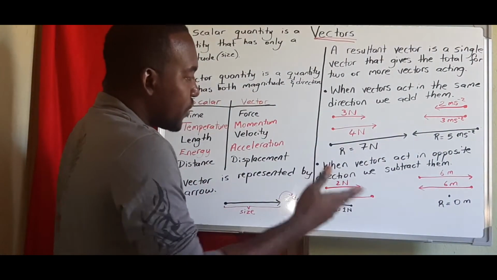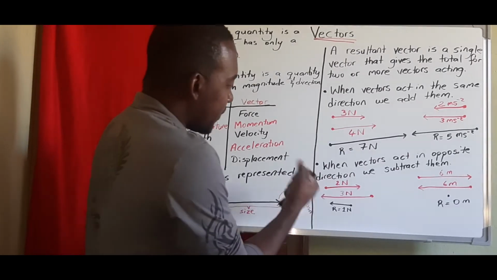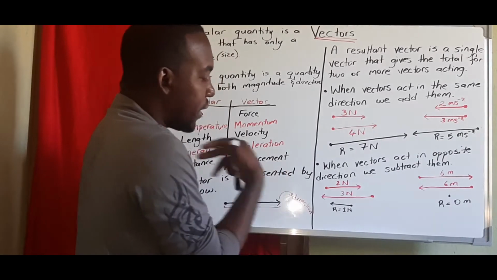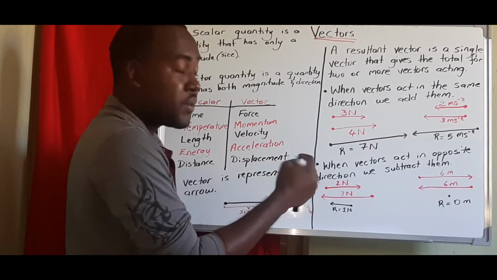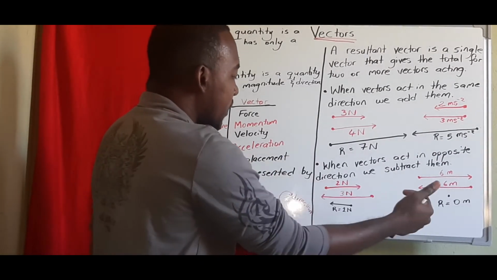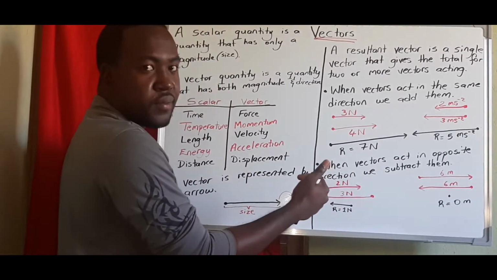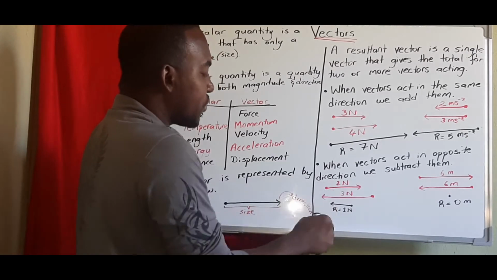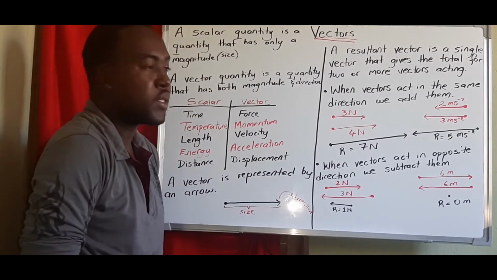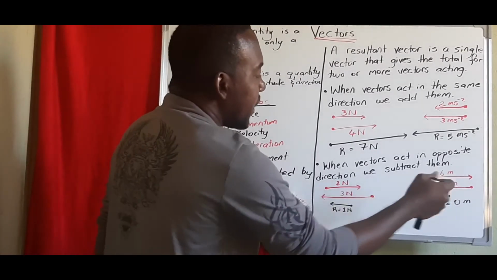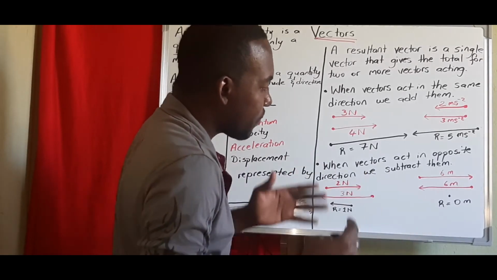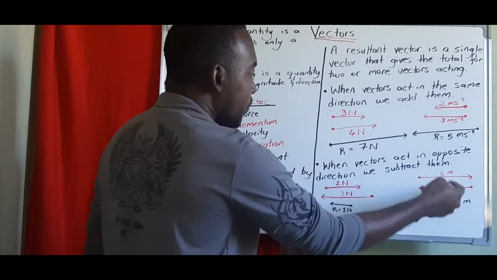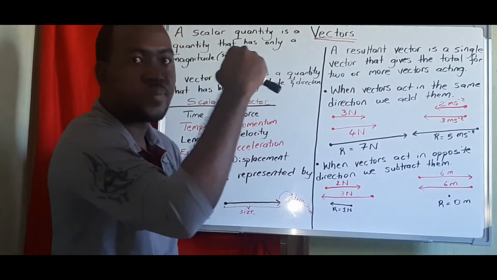Now, if it's in opposite directions, as in this case, where we have 2 newtons going right and 3 newtons going left, then our resultant would take the direction of the higher vector, which is 3, so it's going to the left, and it's 3 minus 2, which gives us 1 newton. And in this case, we have displacement, one going left, which is 6, and one going right, which is 6. So if we subtract, we get 0 meters.